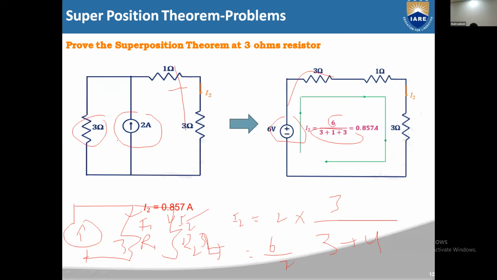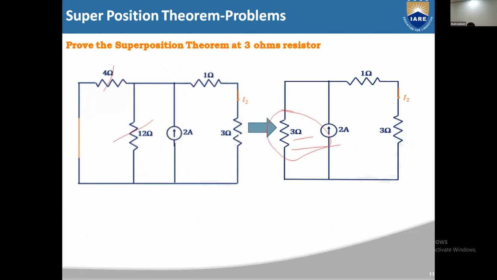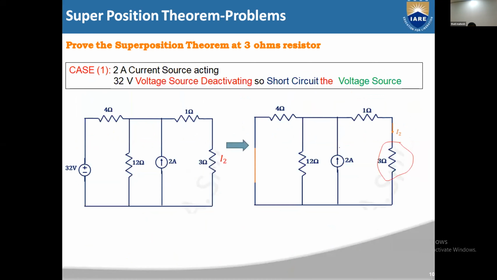Otherwise, we will convert the current source and resistor part into a voltage source. So 6 volts, and it is coming in series. Single loop, the same current is coming now. Okay, if you use any technique. Otherwise, one student told that we convert this into a voltage source directly. It is not possible. It is possible for this one only.